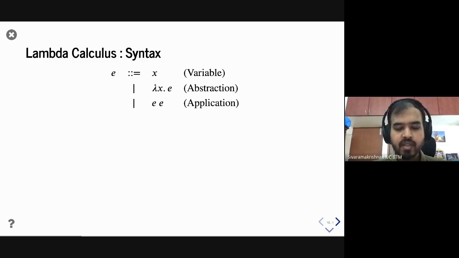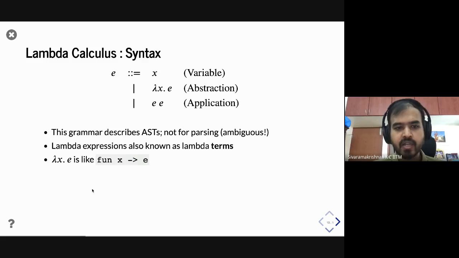And what does it have? It has a variable, right? So you can have variables in Lambda Calculus, or you can have abstractions, which are these lambda x dot e, which are similar to functions, right? Whenever you see a lambda x dot e, think about anonymous functions in OCaml, which is fun x arrow e, right? And you have applications, and that's it. That's the entire language, right?